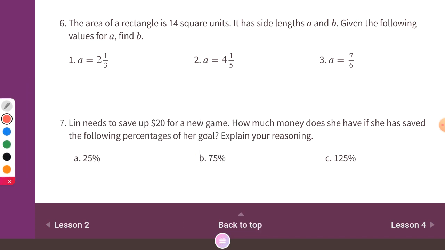So the math problem you would have had to do for A is 14 divided by 2 1/3 equals, they're calling it B. What did we get there? 14 divided by 2 1/3. Leo, what'd you get? 6. Even? Okay, 6, and there's no label, so it's units. Do you guys agree with that? Yeah. Okay, for number 2, you're taking 14 divided by 4 1/5.